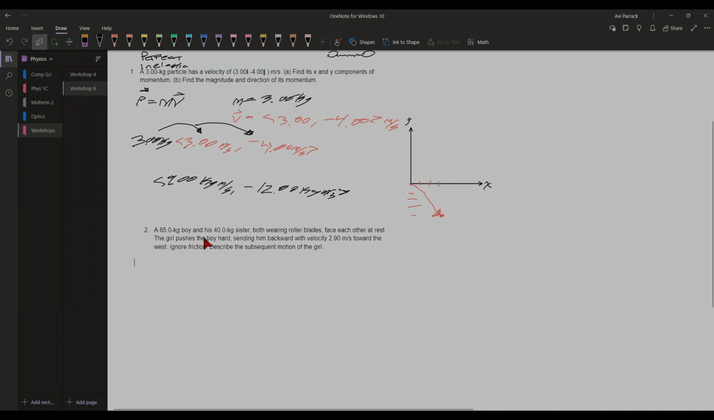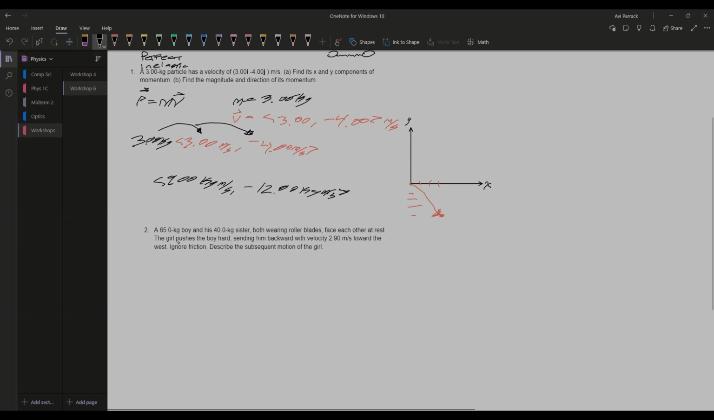Okay, so this one says a 65 kilogram boy and his 4 kilogram sister, both wearing rollerblades, face each other at rest. The girl pushes the boy hard, sending him backward with a velocity of 2.9 meters per second toward the west. We can ignore friction. Describe the subsequent motion of the girl.